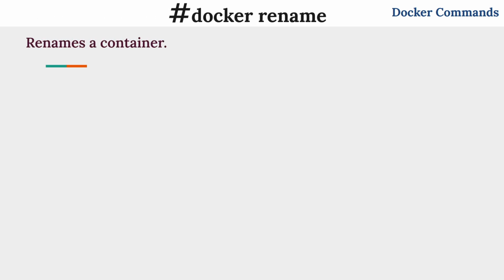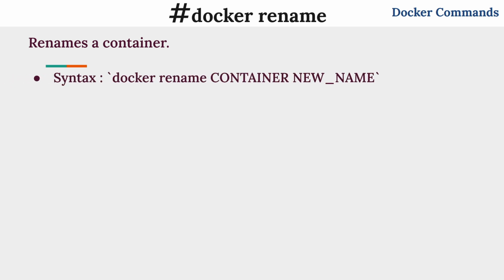The Docker rename command in Docker is used to rename an existing container. This command allows you to change the name of a Docker container to a new name that you specify. Here's how you can use the Docker rename command. Let's see the syntax. docker rename container new_name. Container: the current name or ID of the container you want to rename. New_name: the new name you want to assign to the container.